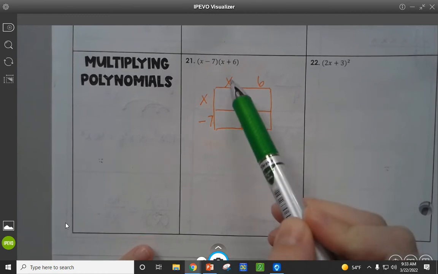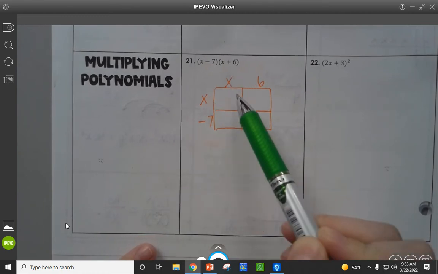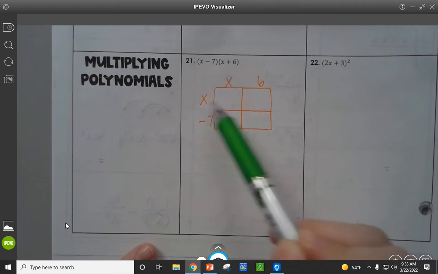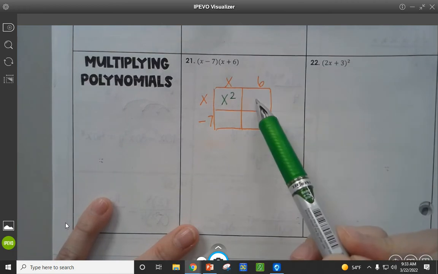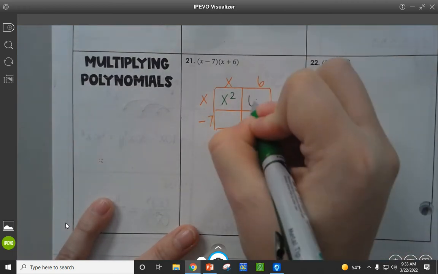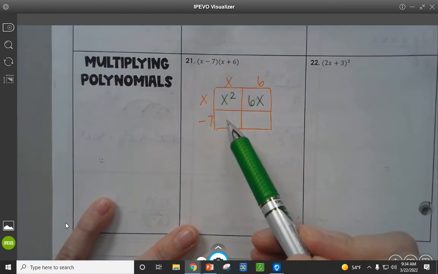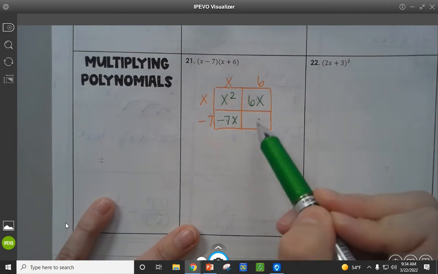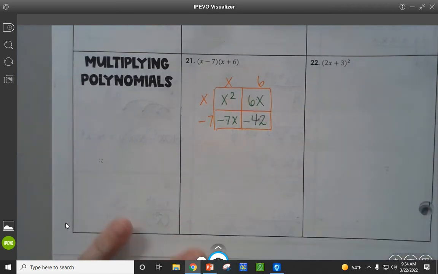And so then in each square, you're going to multiply what's at the top and what's to the left. So this one, I'm doing x times x. What is x times x? X to the second. In this box, I'm doing 6 times x, 6x. In this one, I'm doing negative 7 times x. And then this one, I'm doing 6 times negative 7, negative 42.